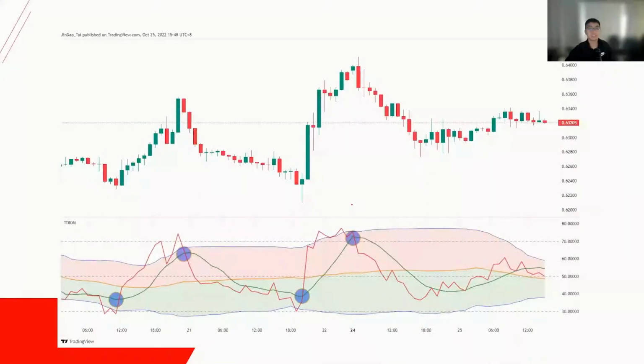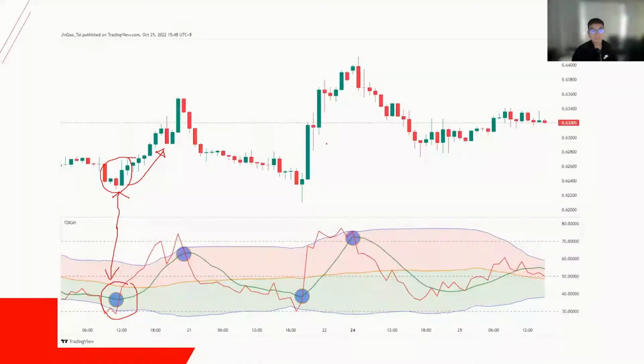Taking a look at the TDI trading strategy. How does it work? You notice that at this specific crossover right there, indicated by the blue circle, the red line has crossed the green line from below. So if you actually look up, once it crosses over, price became a buy signal. So price continued moving bullish for the short term.